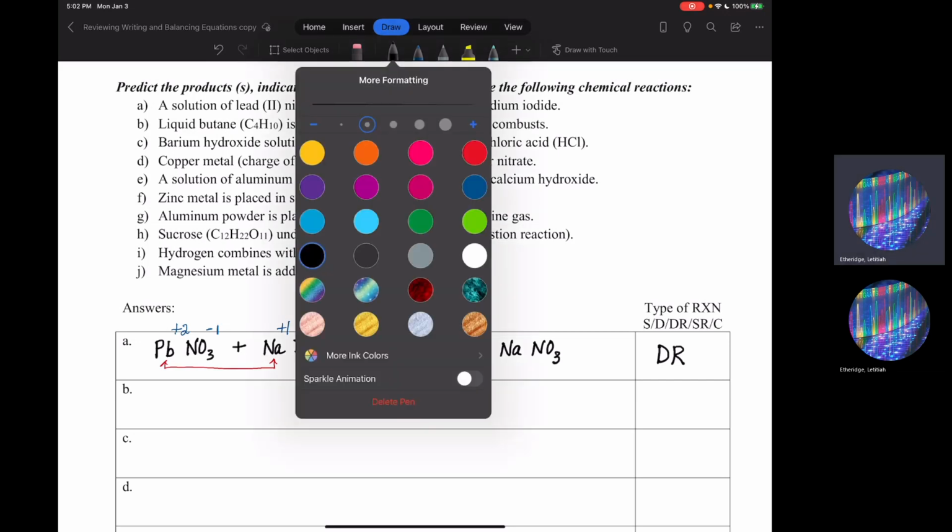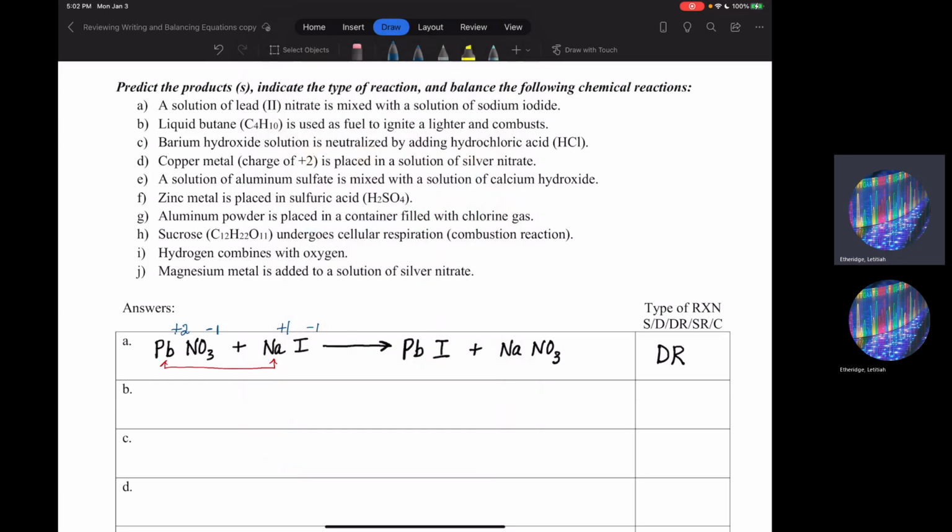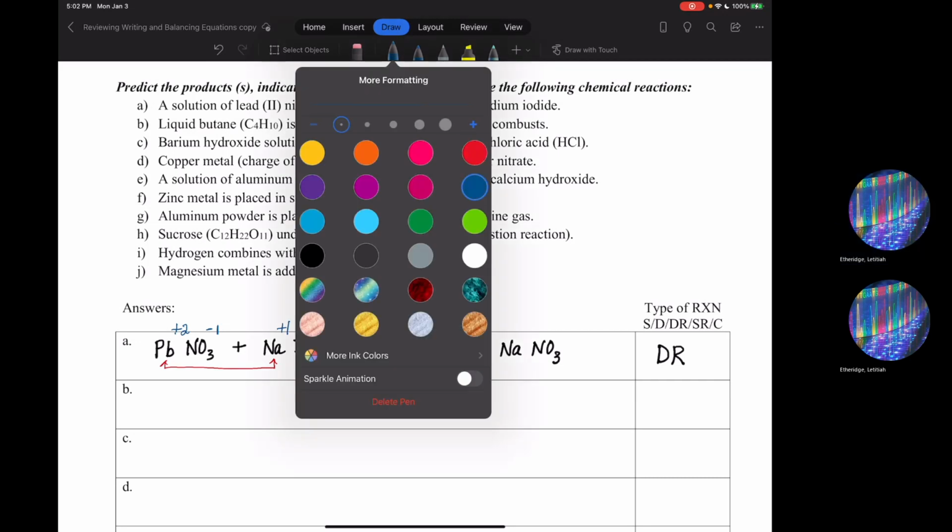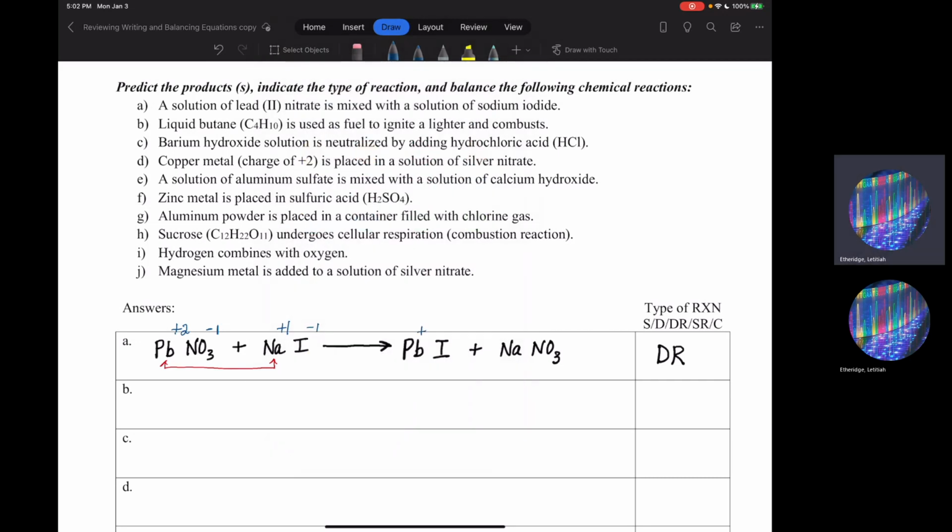Okay, same deal. You need to make sure that you are taking a look at your charges to make sure that they are what they're supposed to be. So lead, the product is going to be the same as it was as the reactant. Lead is going to be +2. Iodine is going to be -1. On the other side, same situation. Sodium is going to be +1. Nitrate, if you were to take a look at your polyatomic ion sheet, is going to be -1.